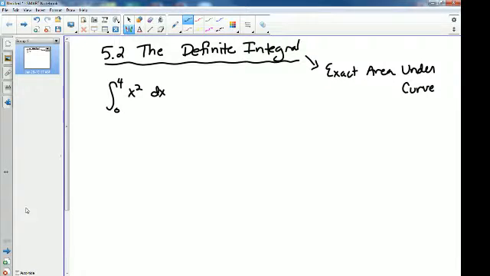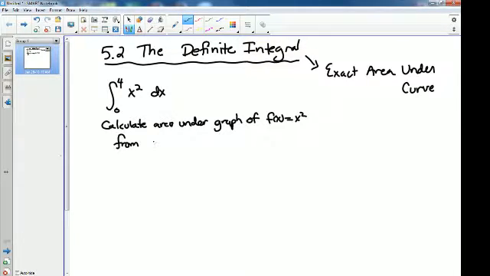So this means calculate the area under the graph of f of x equals x squared from x equals 0 to x equals 4. That's what that means.